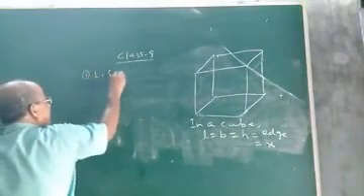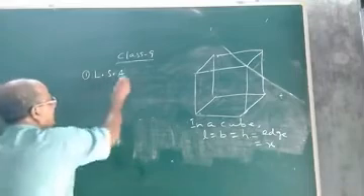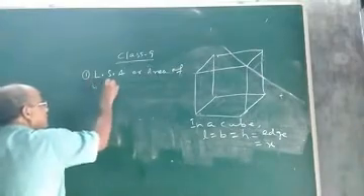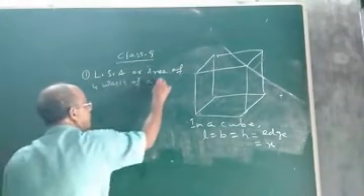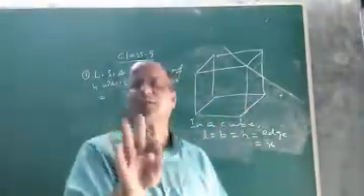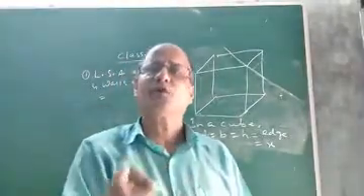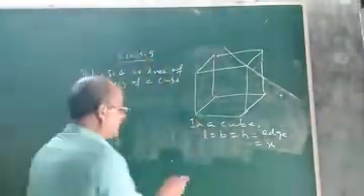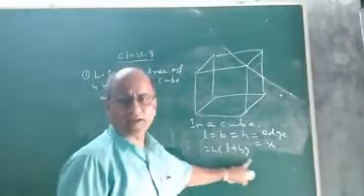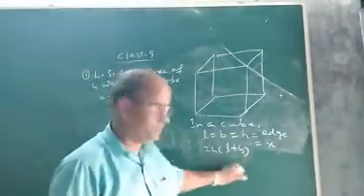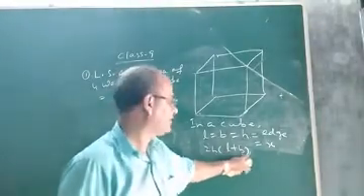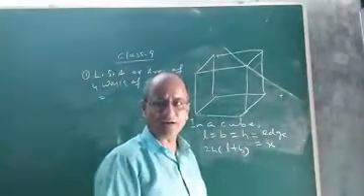Now lateral surface area, LSA, or area of four walls of a cube. What will be the formula? In case of cuboid, what was the formula? It was 2h into L plus B. This is the lateral surface area or area of four walls of cuboid. Now, in case of cube, in place of height, length and breadth, you just put edge or x. You will get the lateral surface area.